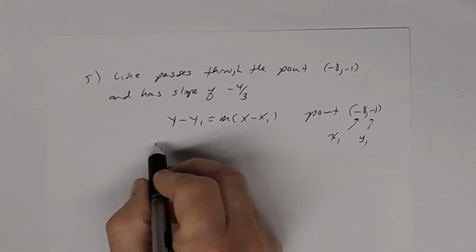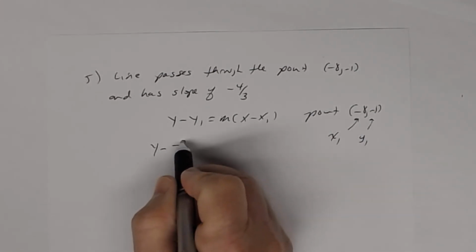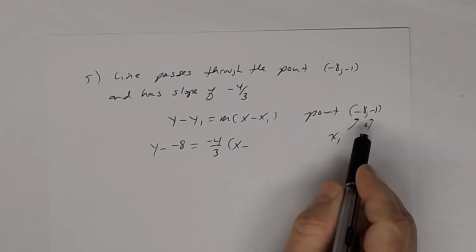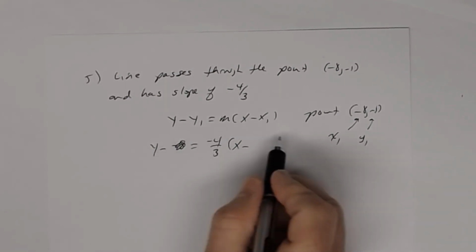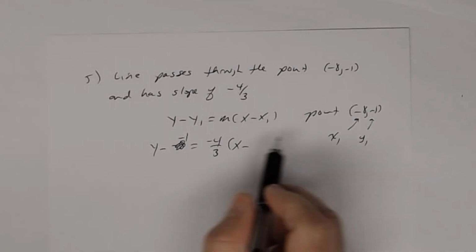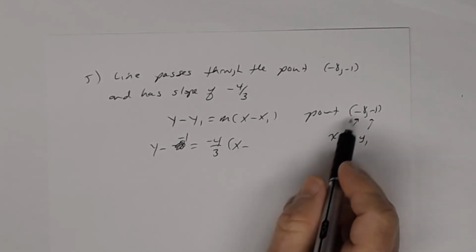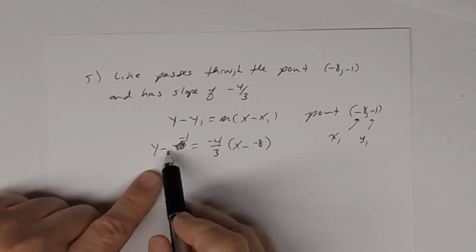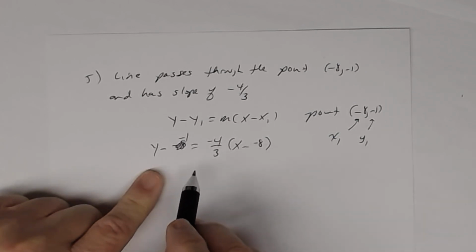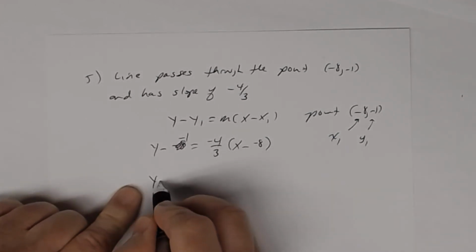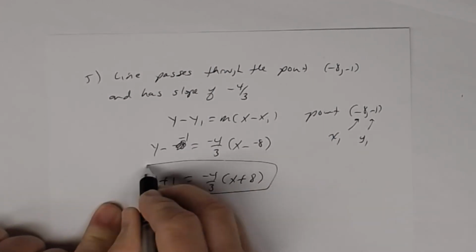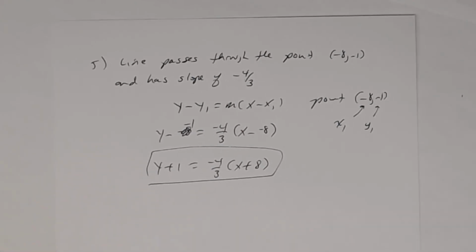So you just substitute now. So y minus y1, y1 is -1, right? And so y minus y1, which is -1, equals the slope, -4/3, times x minus x1, which is -8. All right, now you have to remember y subtract -1, you need to rewrite this, and x subtract -8, you have to rewrite this, correct? All right, so we get y plus 1 equals -4/3 times x plus 8. And there's your answer. All right, very simple, not difficult at all, okay?